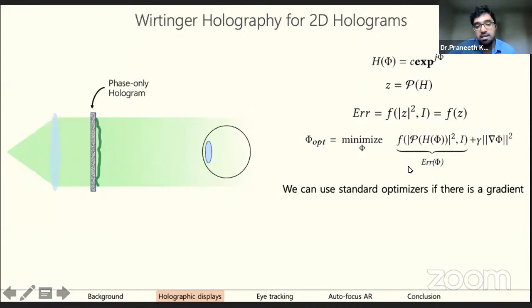So you can use any standard optimizer if there is a gradient. And how do you compute these gradients? You can simply compute it using the chain rule. You want the gradient of the error, which is some error function f, with respect to the phase that you want to optimize. And you basically compute it as a chain rule where the overall gradient will be the partial of this error function with respect to the wave field, and then the wave field with respect to the hologram, and the hologram with respect to the phase.